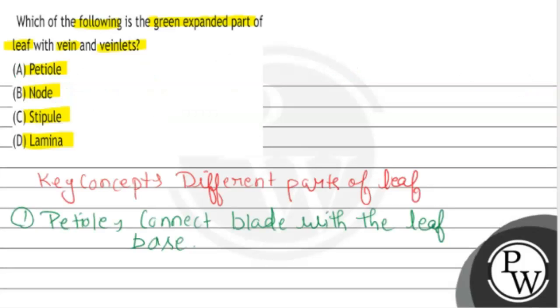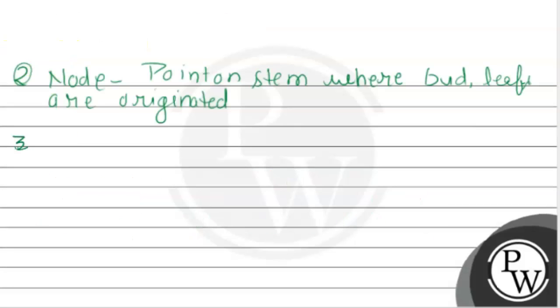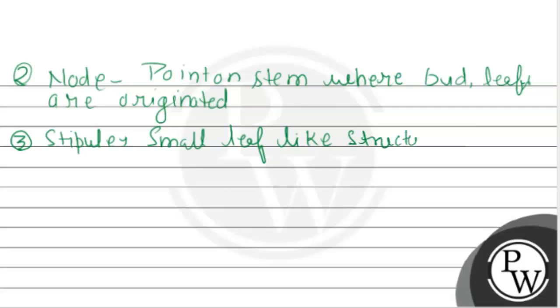Third one is stipule. Stipule is a small leaf-like structure on the base of leaf. It is a small leaf-like structure on the base of leaf.